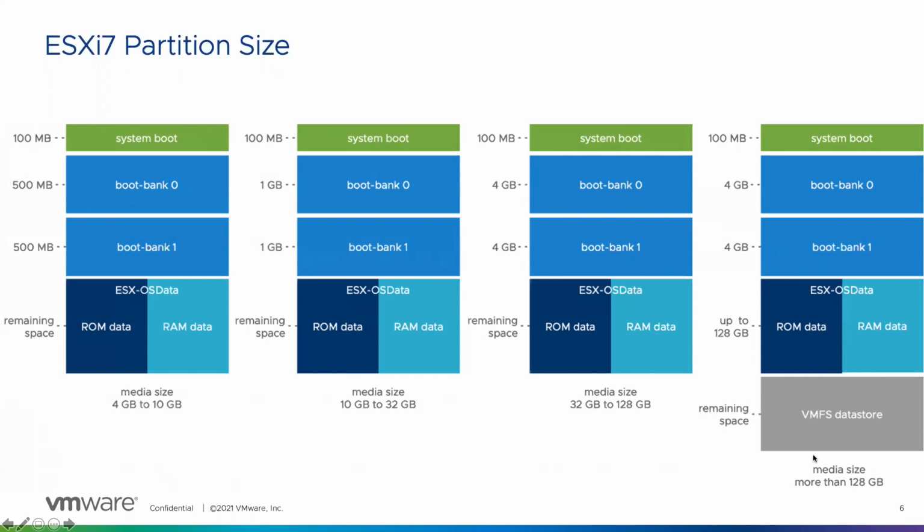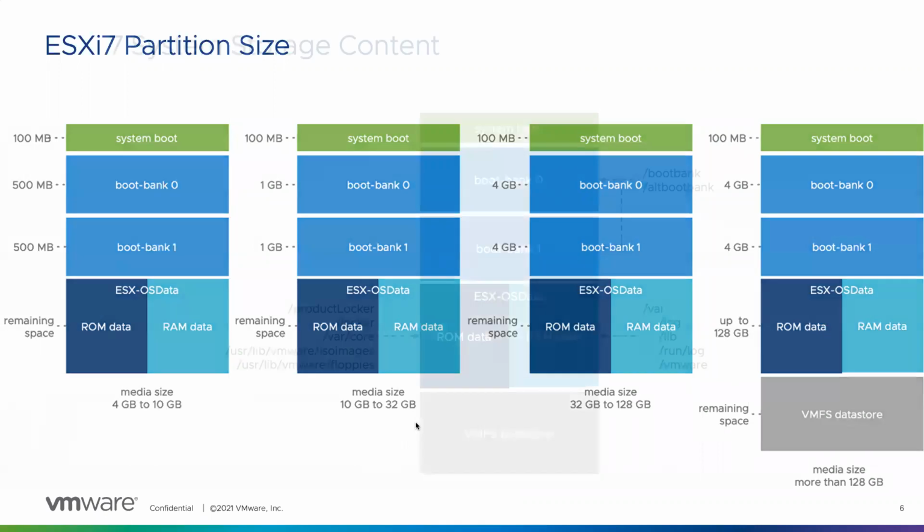So if your boot media size is more than 128 GB, this is how your system storage layout will look. You will have 100 MB of system boot partition, then 4 GB for each boot bank partition, and then up to 128 GB will be consumed as the ESX-OSData partition. Whatever remaining space is left will be carved out as the VMFS datastore partition. So this is the reason why you see a different partition layout in terms of capacity on different ESXi hosts backed by different boot media sizes, right?